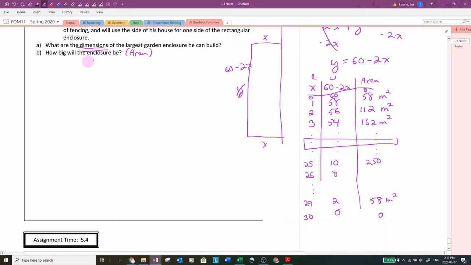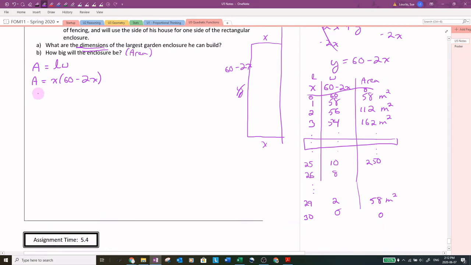The way we do this is we want to maximize the area, so that's what we're solving for. The area of a rectangle is length times width. In this case, the length is x, and the width is y, which is 60 minus 2x. So that's the equation we're starting with. Now, we can't do anything with the equation written like that.